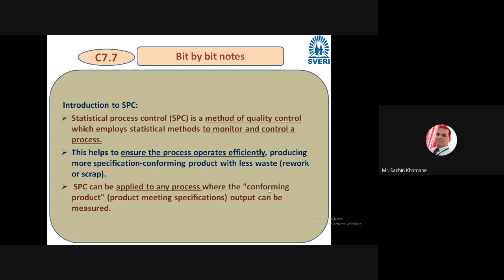SPC can be applied to any process. Let it be a chemical industry process, a mechanical industry process, service industry, food industry, wherever. But what is the condition? Product meeting the specification, meaning conforming the product. So at all places this SPC is applied, and where output can be measured. At all the processes, at all the places, this is implemented.